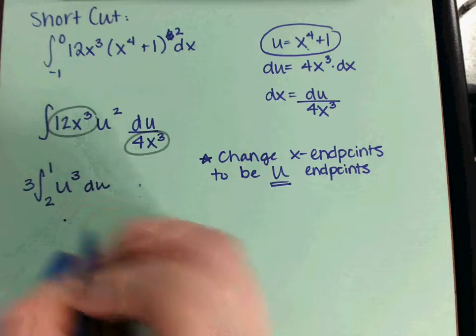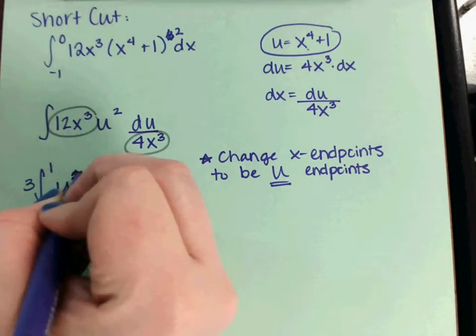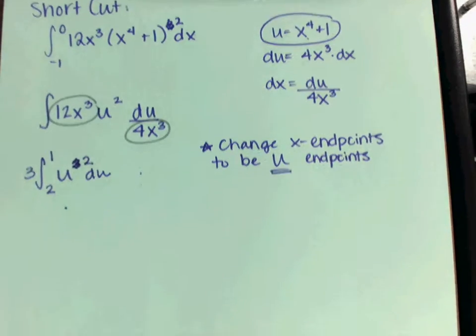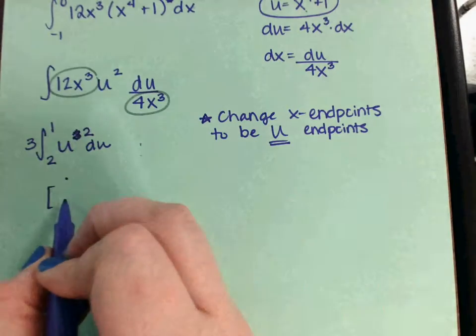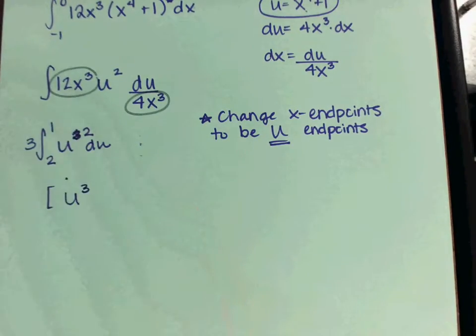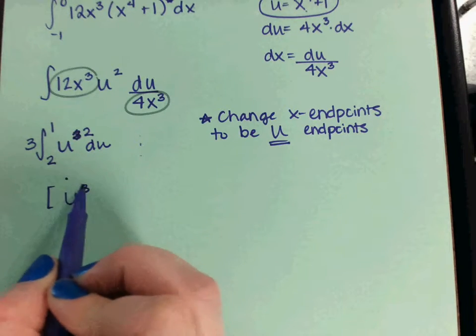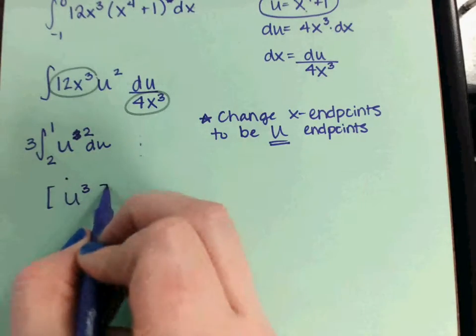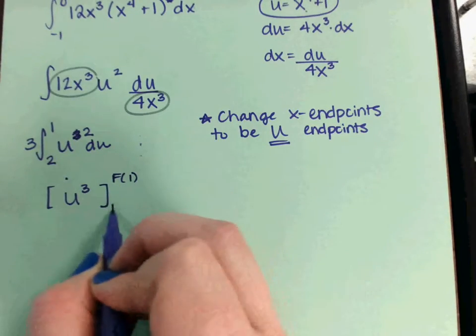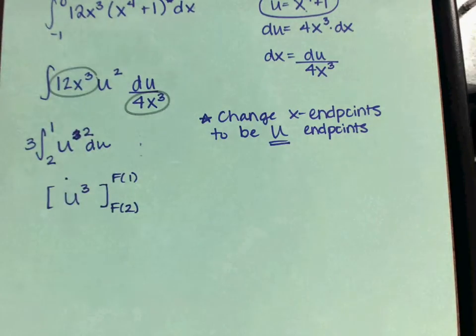Wait, wouldn't it be U to the 2? Oh, it was a U to the 2, thank you. Integral of U to the 2 is what? 2U? What? Wait. No, add 1 first. U to the 3. Then I divide this 3 with that 3, and what happens? Cancels out. And now I can just plug in 1 and 2, and I don't ever have to go back to the original X stuff.